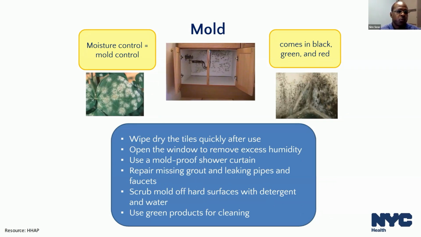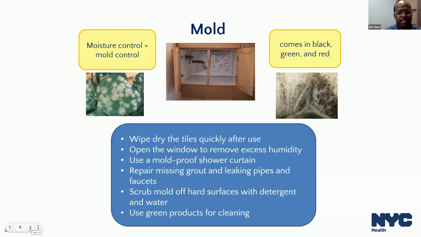What you want to do is dry the tiles after you use the bathroom, and open the window to remove any sort of humidity, because again, humidity will lead to mold. So you want to get rid of humidity. Open the doors, open the windows. If you can use a mold-proof shower curtain, go ahead and do that. Any sort of missing grout or leaking pipes and faucets that will lead to humidity, try to do your best to fix that. Scrub mold off of hard surfaces with detergent and water, and use green products, because some products out there are actually toxic and are not good for your health or the health of your child. So you want to use green products.